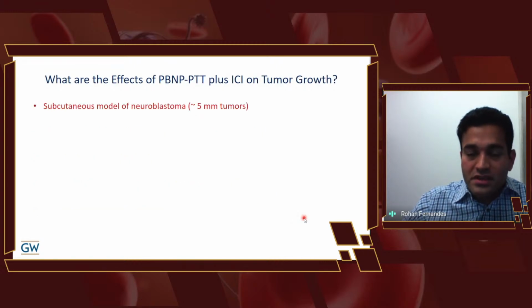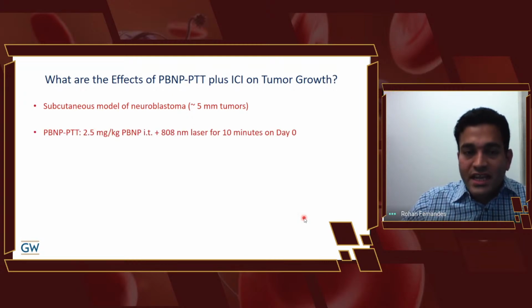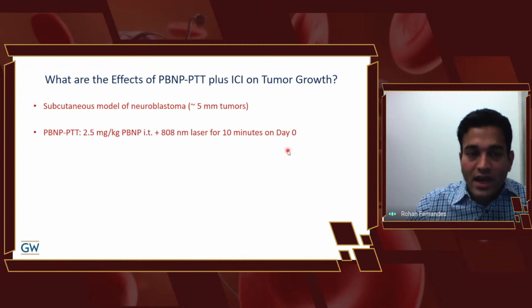So once again, we use the same subcutaneous model of neuroblastoma. This, again, to refresh people, was we subcutaneously injected immunocompetent Neuro 2A cells in an immunocompetent mouse and started the treatment when the tumors were palpable. So here, on day 0, we administered the PTT at that same thermal dose conditions of 2.5 mg per kg intratumorally with an 808 nanometer laser for 10 minutes on day 0. And over here, we use a laser power density of between 1.5 to 2 watts per centimeter squared.